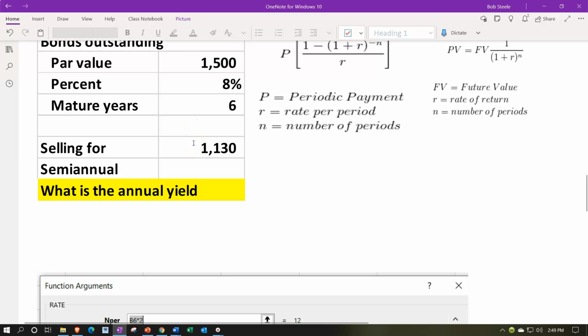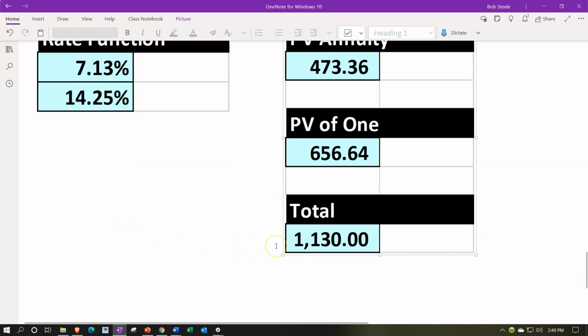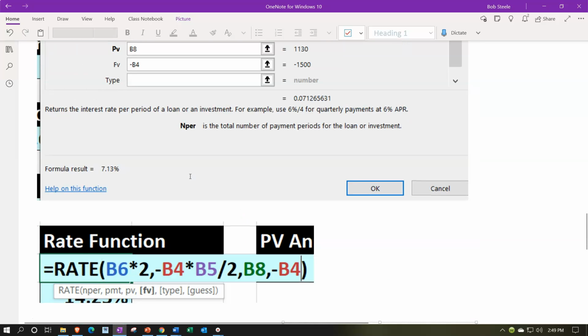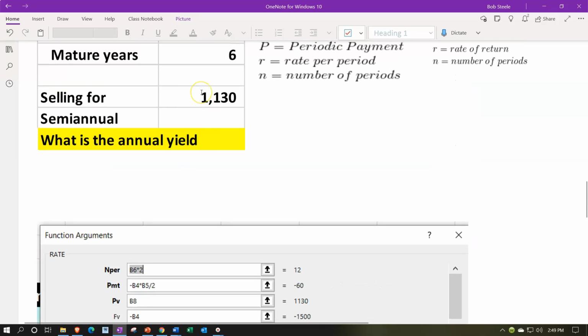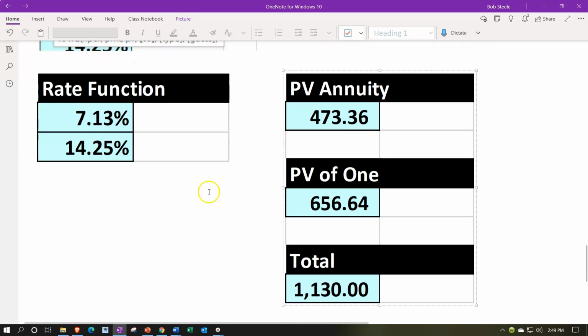Which indeed they are. And then, of course, you want to double check this, taking this 14.25 and doing your normal calculation with the present value of the annuity, using that 14.25, present value of 1 calculation using the 14.25, and adding those together to double check that your answer then matches what you put into the feed for that 1,130 selling price. We do have this in Excel. If you want to check this out and do the calculation within Excel, you can do so.